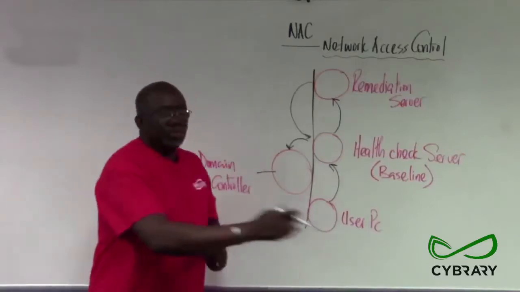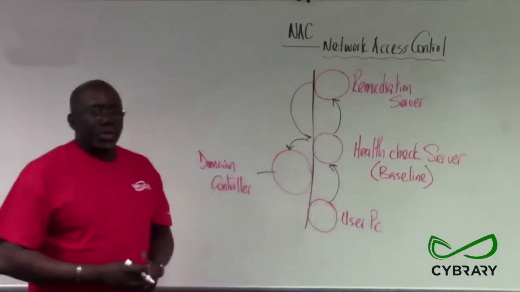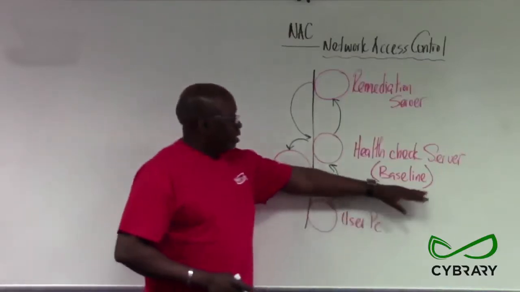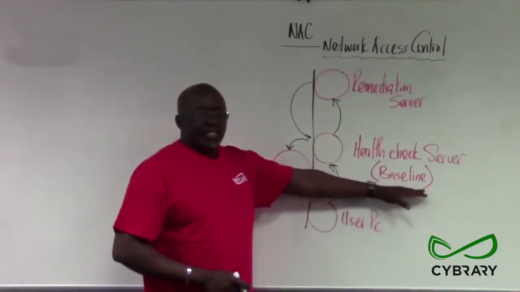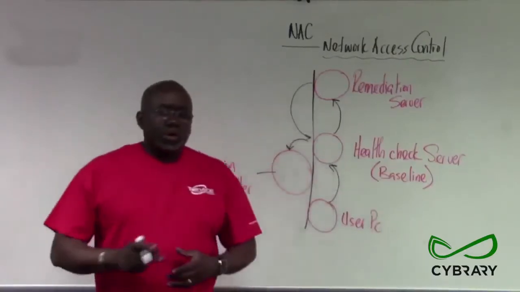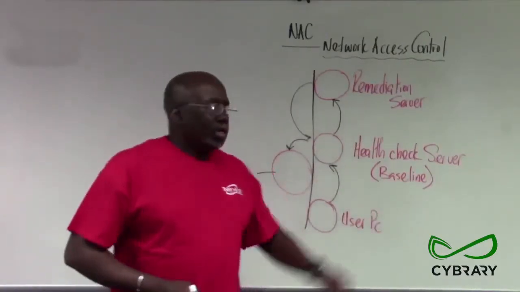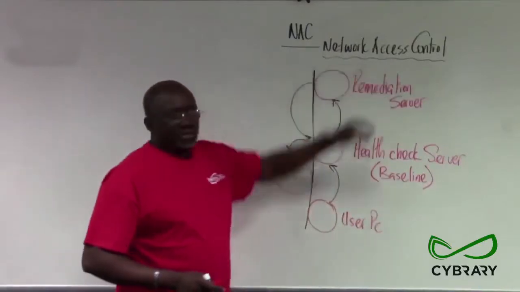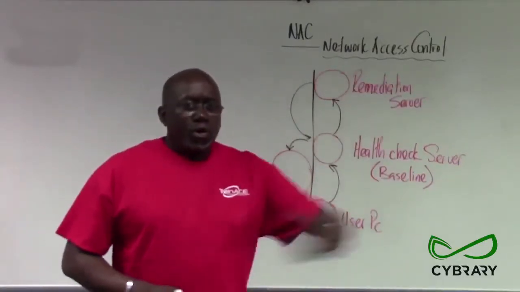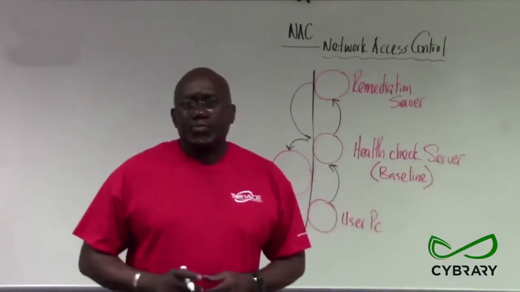The user is able to log on and join the network. So with this strategy in place, every machine gets inspected by the health check server to guarantee the state of health of all the computers connecting to the network. And this is what we call network access control. You're controlling access to your network for all the devices connecting to your network.